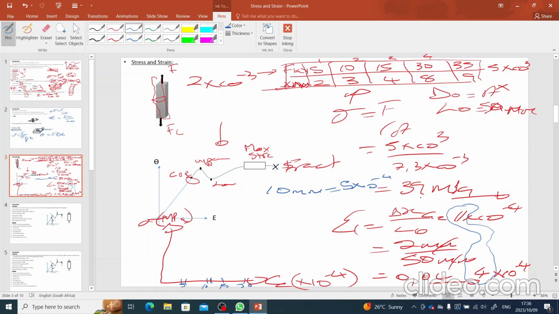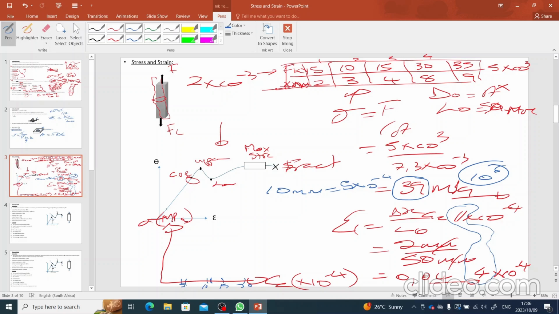Same thing with your stresses. You forget about the 10 to the power 6. You leave the exponential one, then you focus on the whole number there. That's how you will make your life easy in drawing your stress and strain graph. This is how we plot our stress and strain graph.